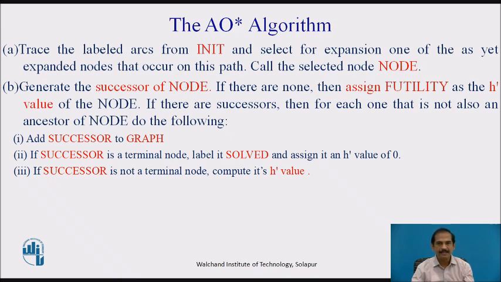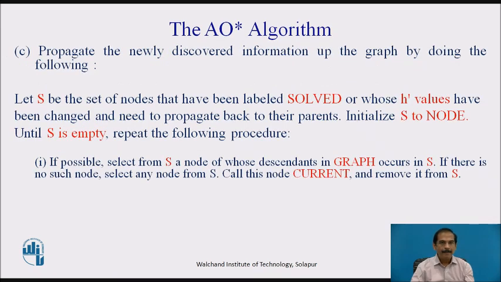If there are successors, then for each one that is not also an ancestor of the node, do the following. Add this successor to the graph. If the successor is a terminal node, label it as solved because we have found a solution, and assign it an H dash value of 0 because we have reached a solution. If the successor is not a terminal node, compute its H dash value. Propagate the newly discovered information up the graph by doing the following.